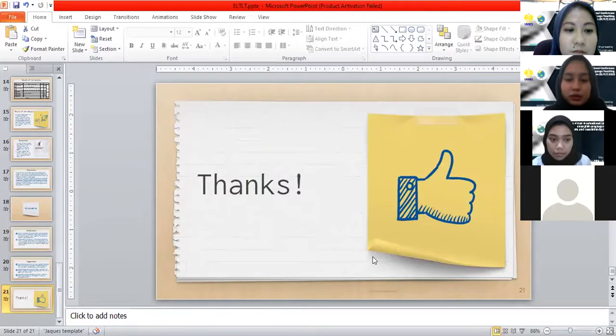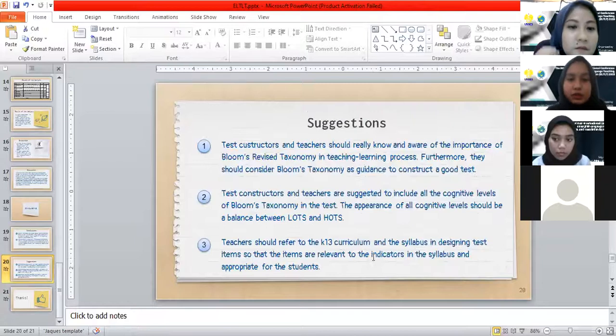So, the researcher provides some suggestions. The first one is that test constructors and teachers should really know and be aware of the importance of Bloom's revised taxonomy in the teaching and learning process. Furthermore, they should consider Bloom's taxonomy as a guidance to construct a good test.